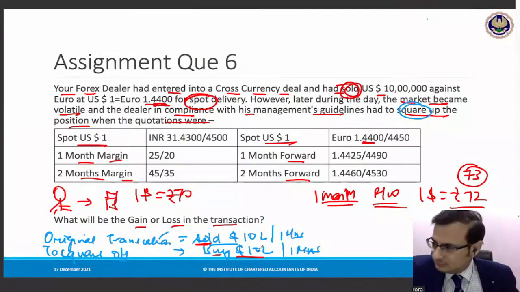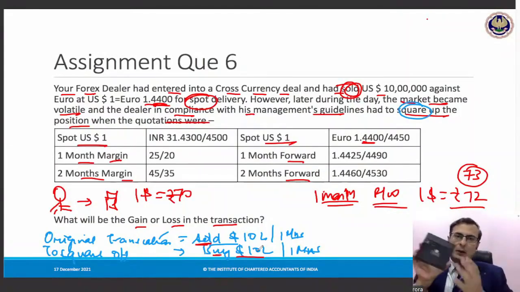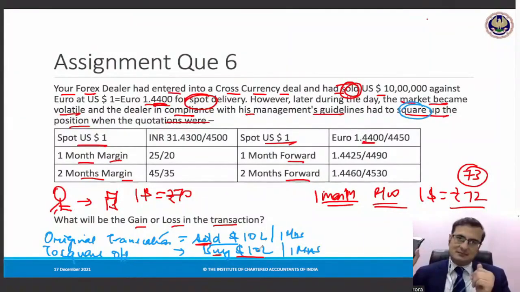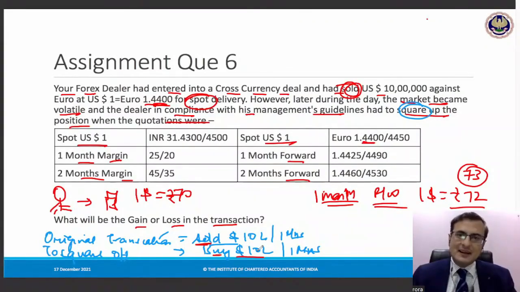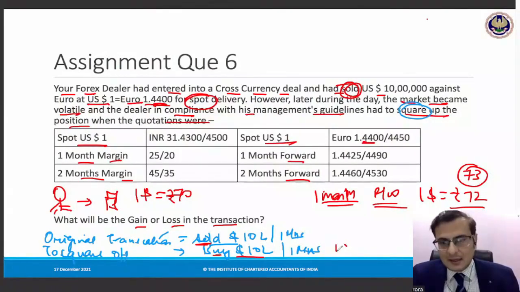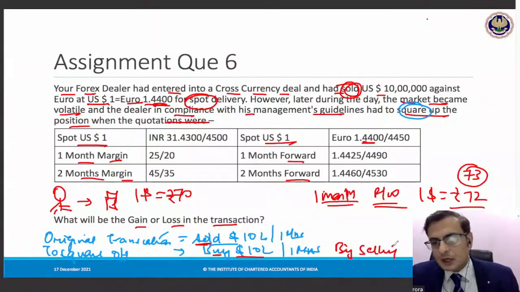You buy this calculator by selling rupees. You buy this mouse by selling rupees. So similarly, you buy dollars by selling INR. Clear? Conceptually, when you are in India. Right now, the transactions which are happening will be only between US dollars and euro. So you will buy 10 lakh dollars. How? By selling euros. Clear, everyone?